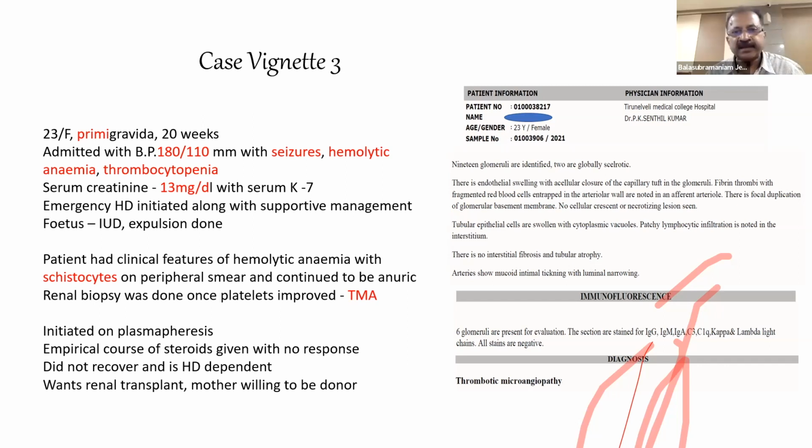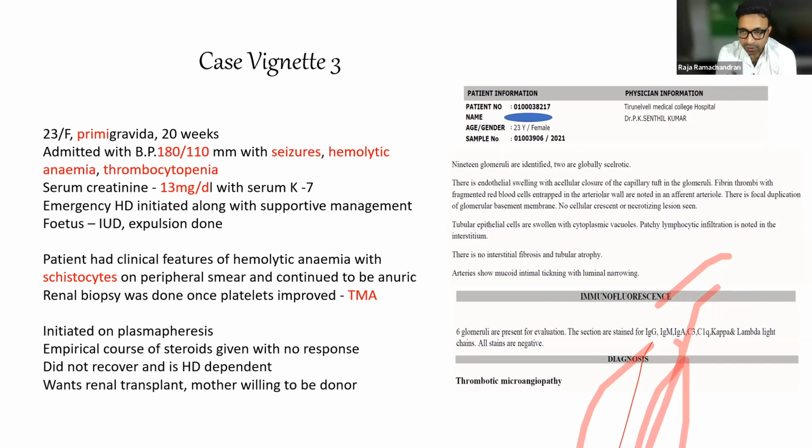Raja, I have a question for you. Where I practice, we have a lot of North Indian population, especially from your part of the world, from Punjab, and we see at least 2 to 3 cases of aHUS in pregnancy. Have you noticed that it is more common in North Indians, Punjabi people, or something like that?